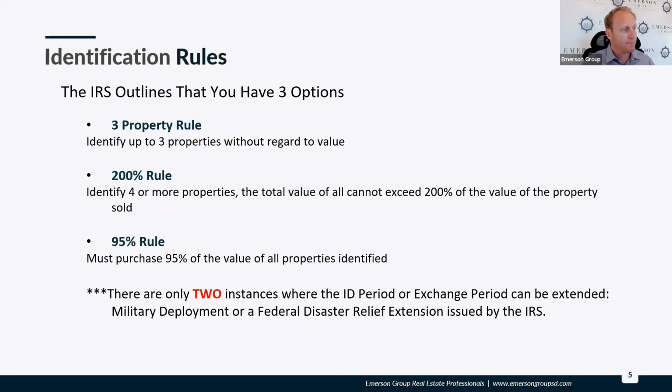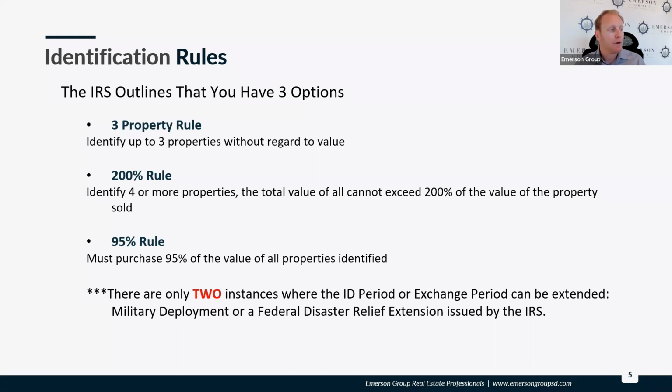Identification rules. There's 3 options that you have to identify. Really, the main ones I like to cover is the 3 property rule and the 200% rule. The 3 property rule is just simply identifying 3 properties or assets that you would reinvest into. Now, this would make sense in a market like in San Diego where you're selling here and buying here.